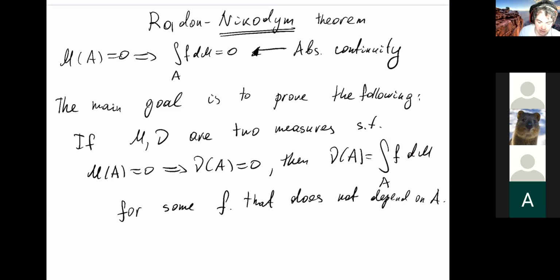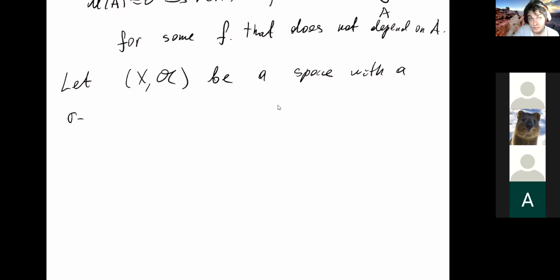So let X and A, so we're back to our general setting, be a space with a sigma algebra. I'm not seeing anything on the screen. Again, yeah, that's true. Well, the good thing is that I didn't write almost anything. Okay, but now I know how to fix it. Just start sharing. Okay, yeah, thank you.